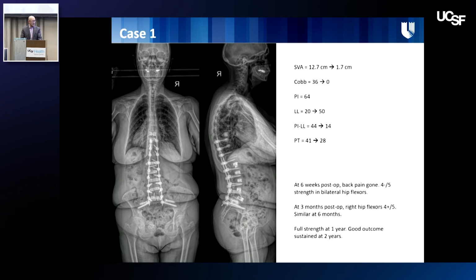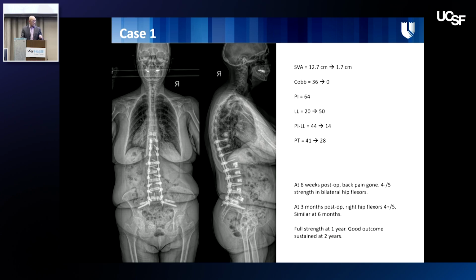So SVA improved by 11 centimeters down to less than 2. Cobb angle, basically straight, about 30 degrees of lordosis correction, and improvement in pelvic tilt as well. And 6 weeks post-op, back pain's gone. Now, I'd say even though we're doing this surgery essentially without stripping a single muscle off the spine, because of the multiple entry points through the psoas, these patients do have transient and subtle hip flexor weakness after surgery. So that's also another thing to take into account.